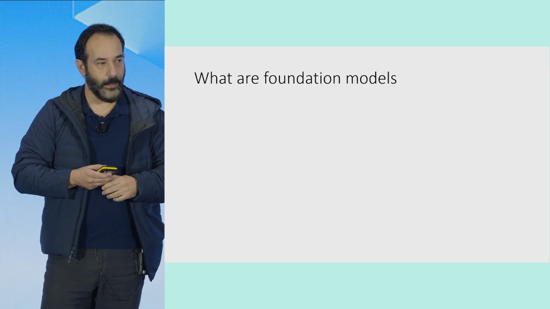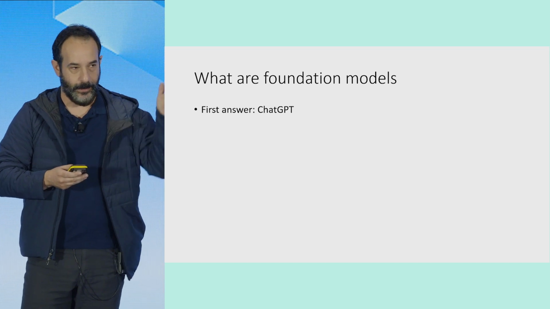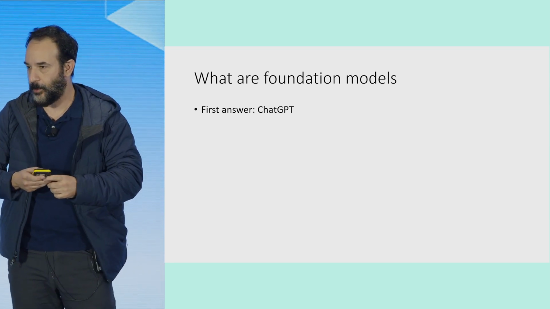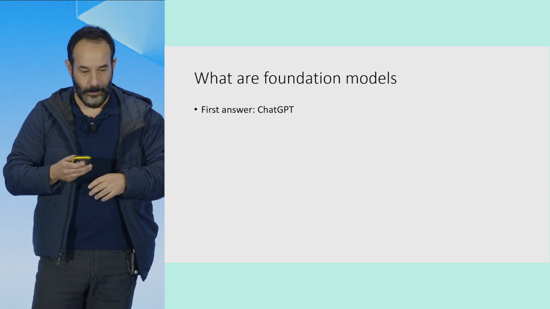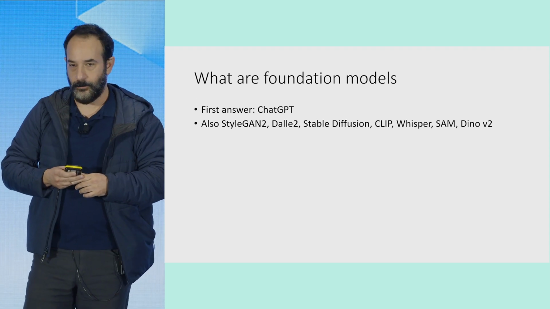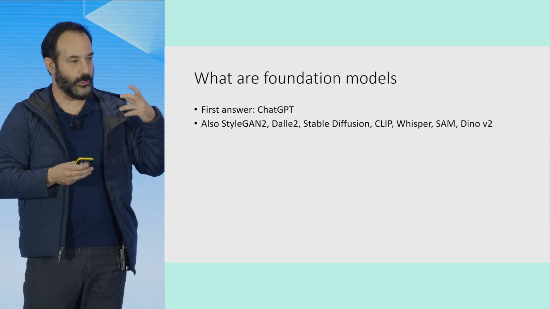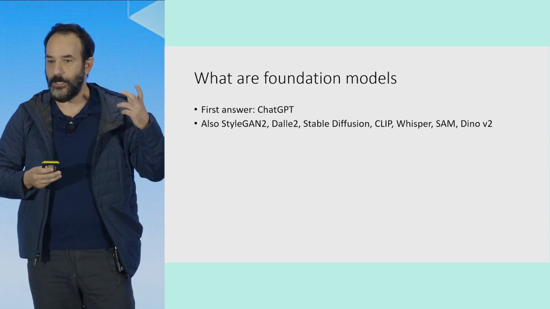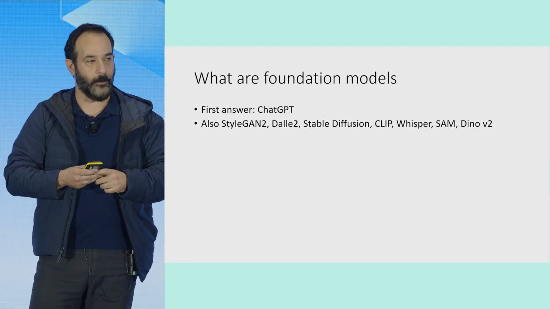So the first thing is people talk about foundation models, and if I say, okay, what are foundation models? Everybody says, yeah, it's like these big language models like ChatGPT, Claude, and so on, which is fine, it's true, but it's not the only thing. There are actually many, many other foundation models, like for example, StyleGAN and DALL-E and Stable Diffusion are generating images, and they can be used as foundation models. CLIP is another extremely important model.